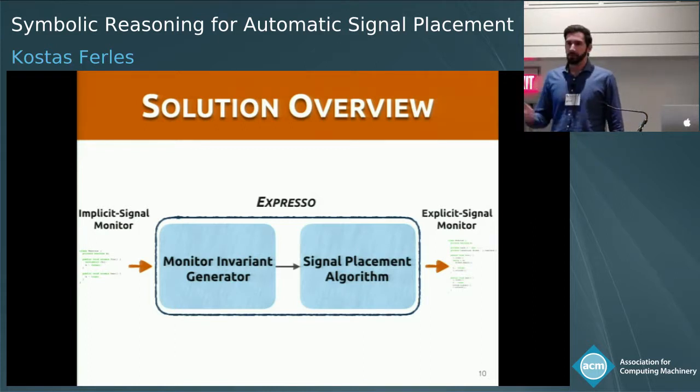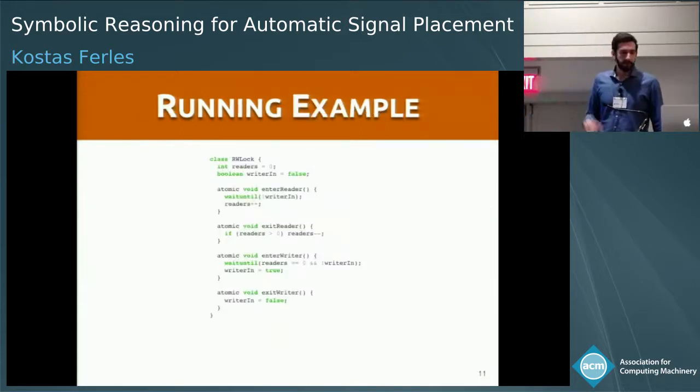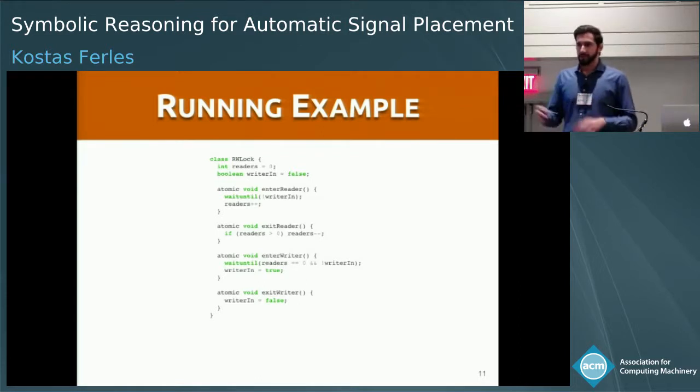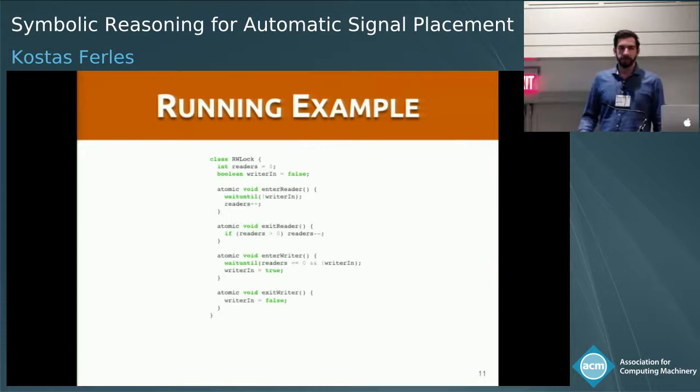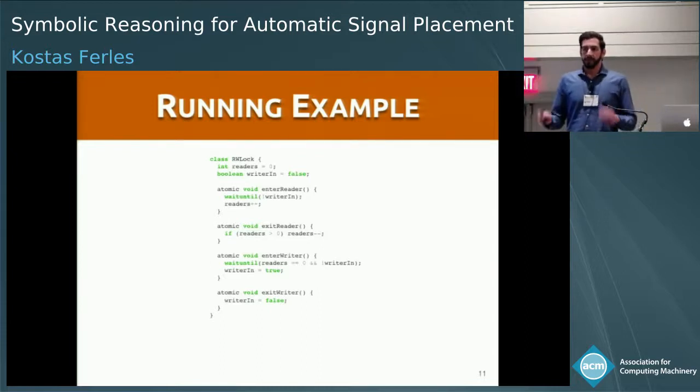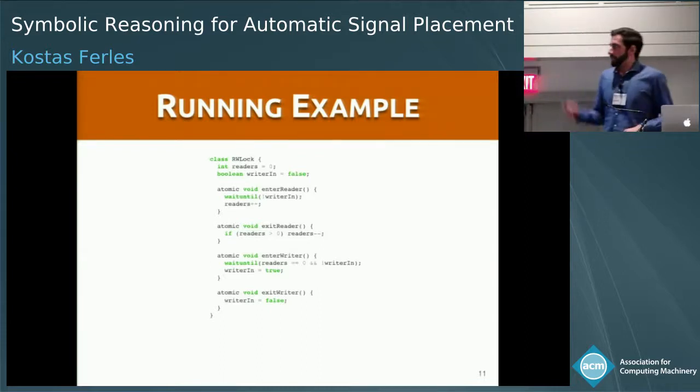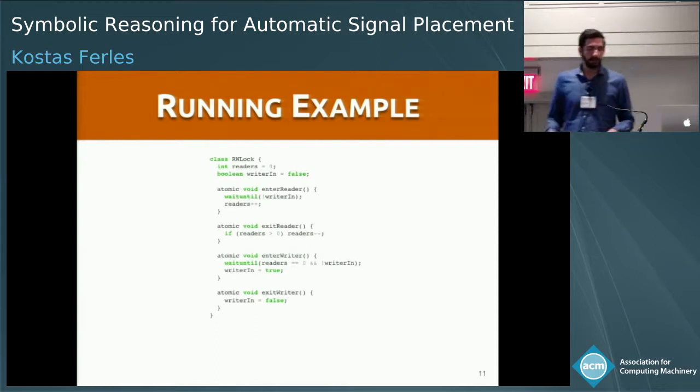Before diving into details for each of these two steps, let me first introduce the running example and all the appropriate jargon I'm going to use for the rest of the talk. Here we see an implicit signal implementation of a classical readers-writers lock. This monitor is intended to be used by two types of threads, namely readers and writers, in the following way.